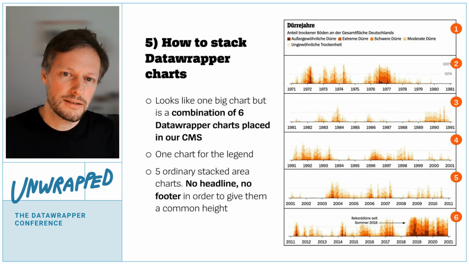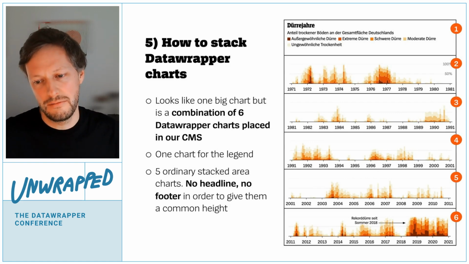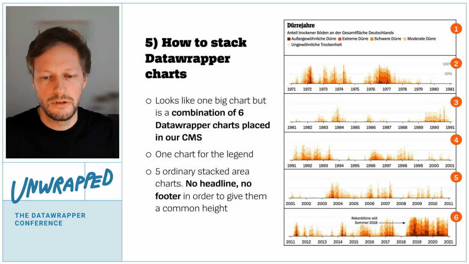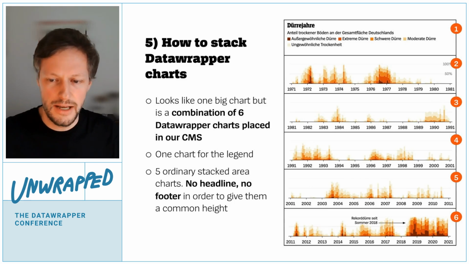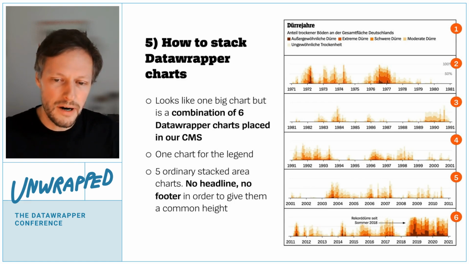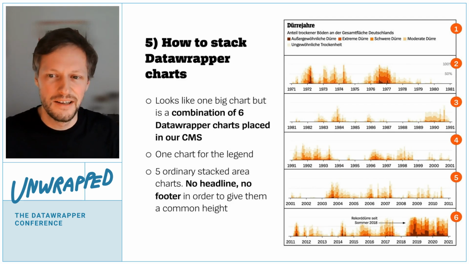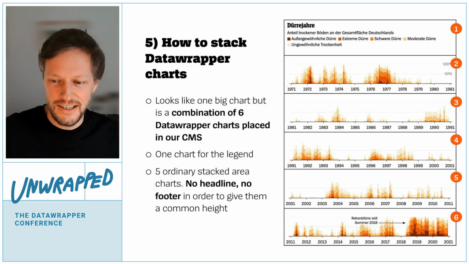So that's why we exclude the header from the first chart. And this is also why we didn't include a footer with the source, which we normally have at the end of our charts. It would be part of the calculation of the height. If we exclude it, we can make sure it's all the same height, and we can combine these 5 or 6 charts into one big stack of stacked area charts.